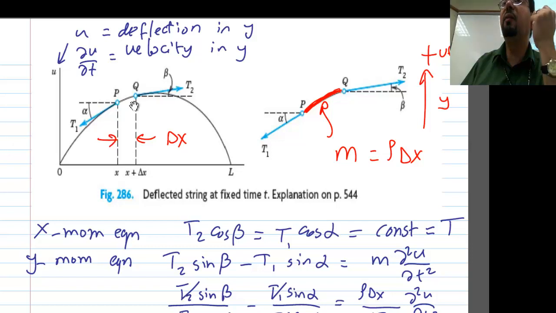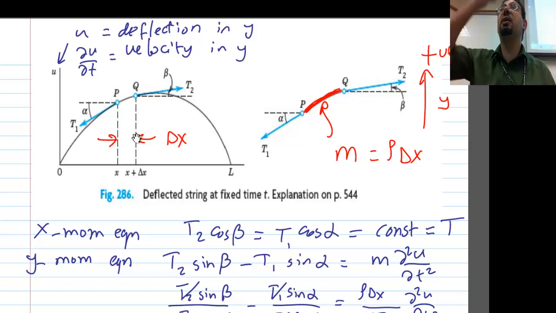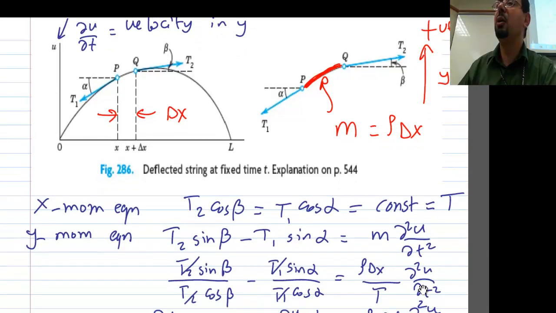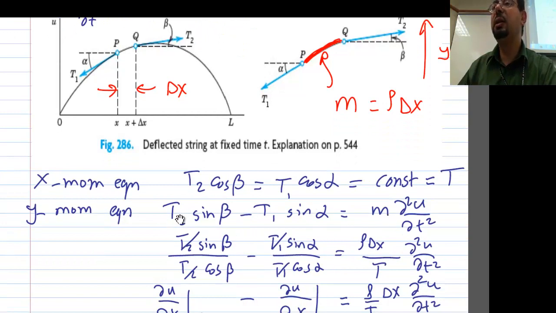And in the vertical direction, actually there is a motion. There is not really a balance in the vertical direction. That's why it keeps moving up and down. So there could be a net force in the upward direction. What is the vertical direction then? It will be T2 sine beta minus T1 sine alpha equal to mass times the acceleration. Again, the position is u, the velocity is partial u partial t, therefore the acceleration is partial squared u partial t squared.